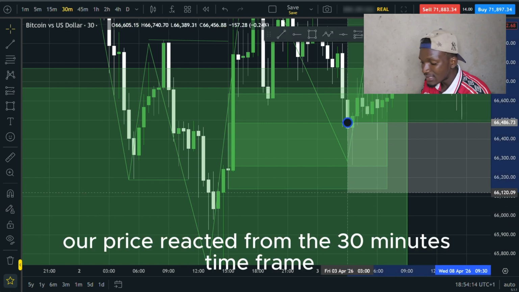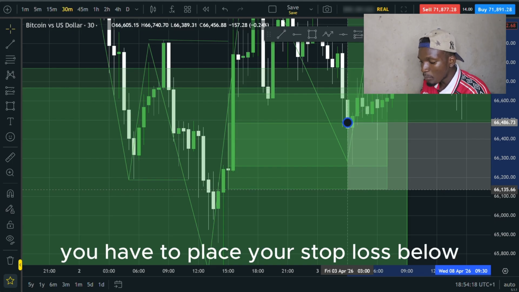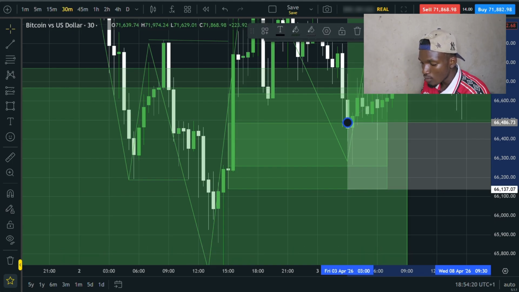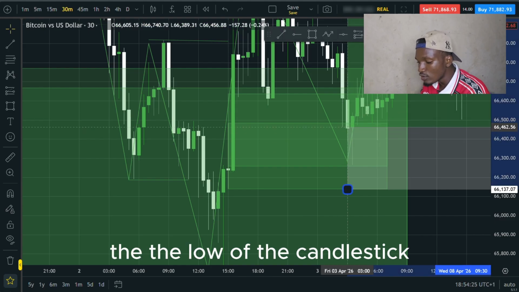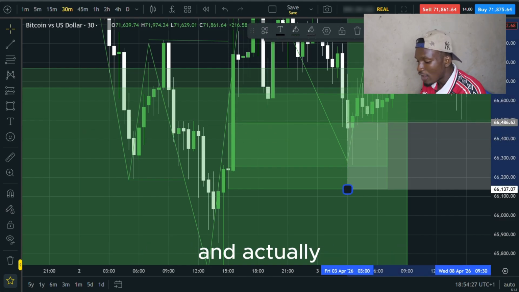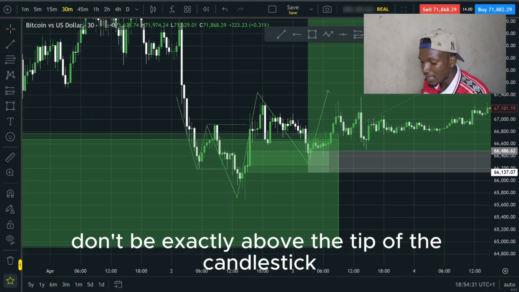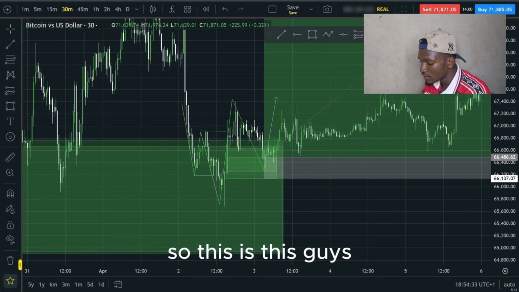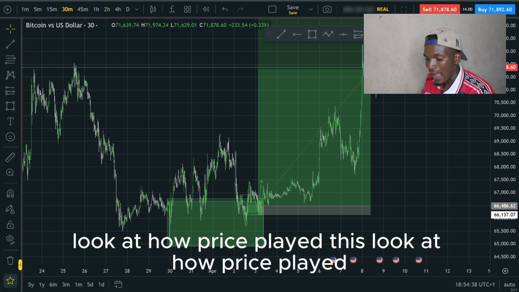So for me now, you can see how price reacted from the 30 minutes time frame, because you have to place your stop loss just exactly below the low of the candlestick, and your entry exactly above the tip of the candlestick. So guys, look at how price plays.